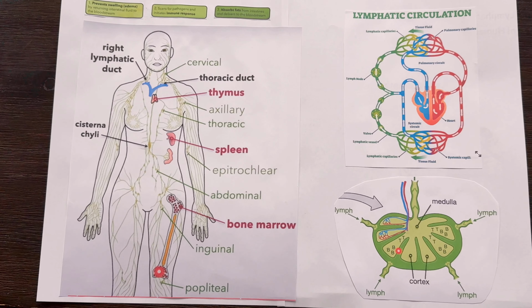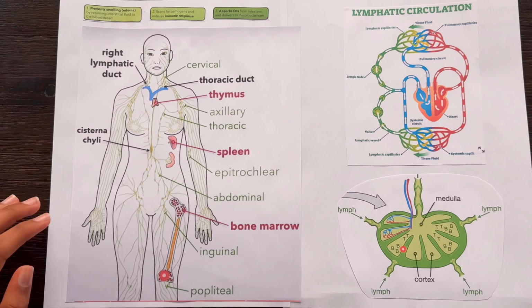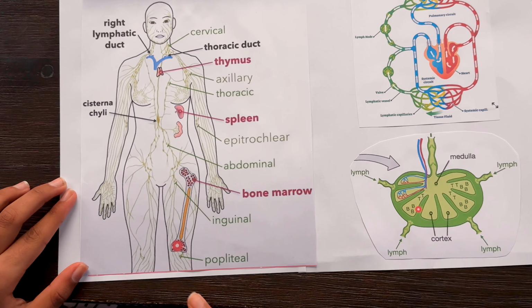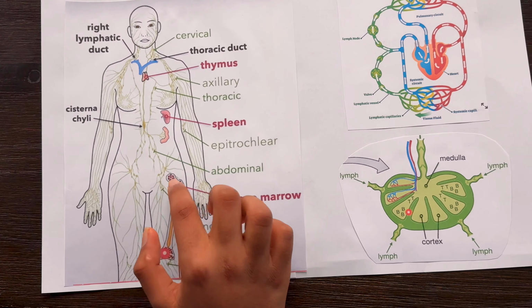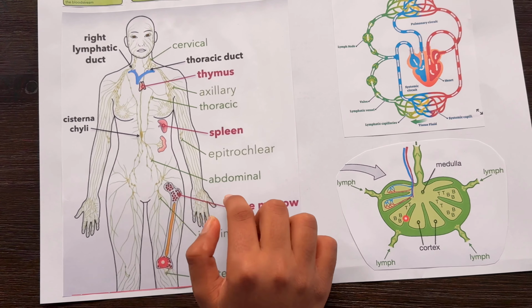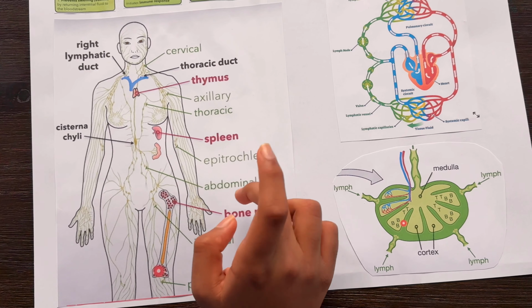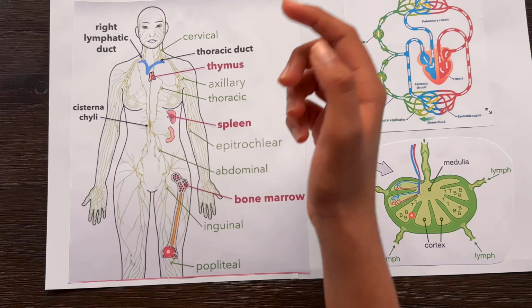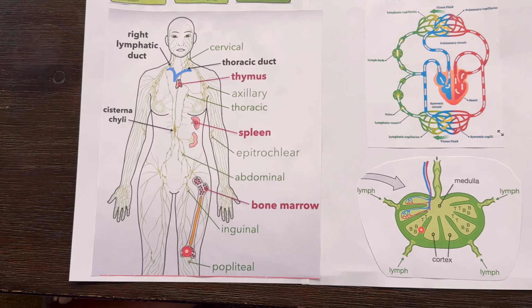There are multiple types of lymph nodes throughout our entire body. However, these are the main ones. One is popliteal, which is located behind the knee. Then we have inguinal, which is located in the groin area. Then we have the abdominal, located in your abdominal area. Then we have the epitrochlear, which is located near the arm. Then we have thoracic, which is located in the chest.